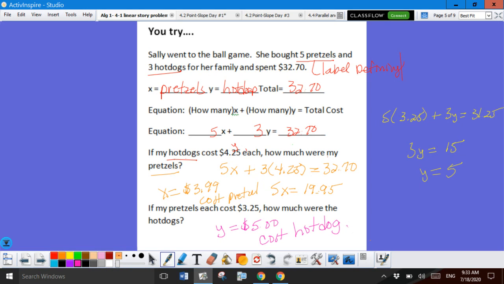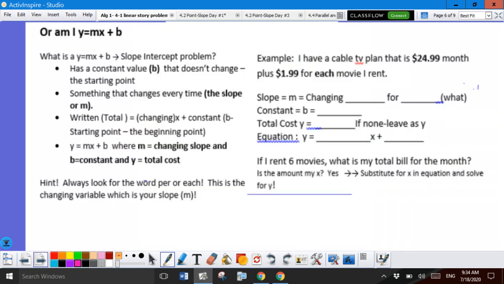Okay, so hopefully you're feeling pretty comfortable with solving for standard form. Pretty simple. You're either going to substitute in for x or substitute in for y, and there's always going to be two things and a total. All right, let's take a look at slope-intercept form.